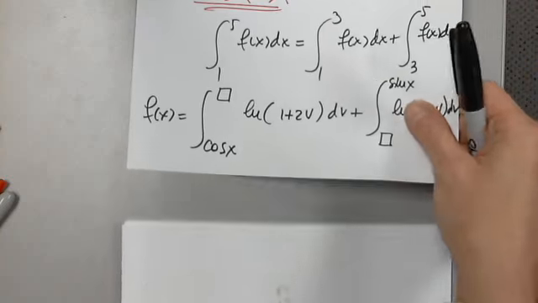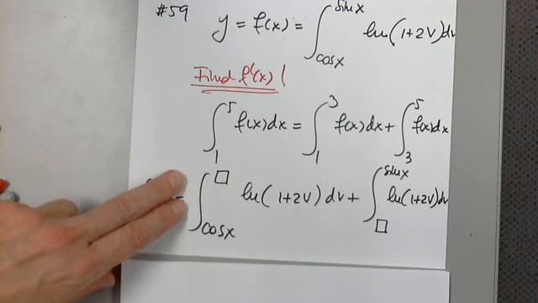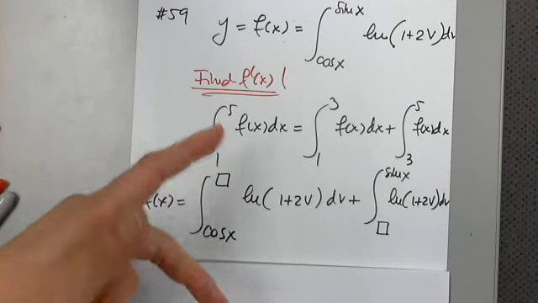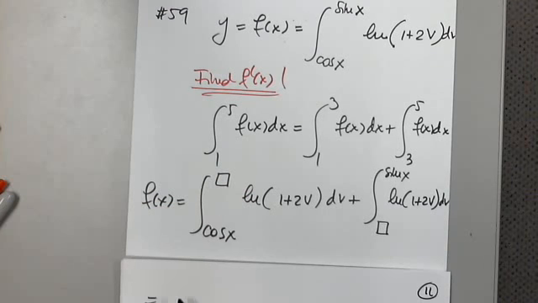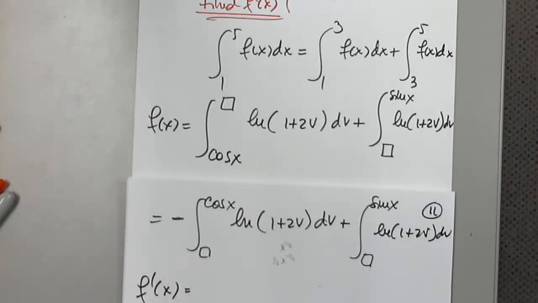So now, which one is ready for differentiation and which one is not? The second one is, because I have a constant that's the lower limit. But what will I do with the first one? Exactly. So then this equals negative the integral from whatever you want to cosine x of natural log of 1 plus 2v dv, plus the integral from whatever number you want to sine x of natural log of 1 plus 2v dv. Exactly. And now we are ready to find f prime. And tell me what you would write for f prime.